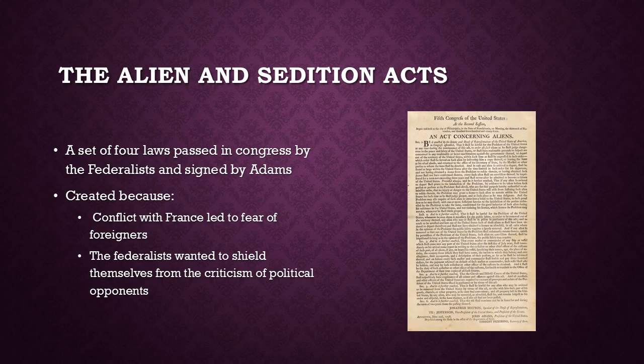So the Alien and Sedition Acts were a set of 4 laws passed in Congress by the Federalists and signed by Adams. The laws came into existence because conflict with France had led many Americans to fear foreigners, and also because Federalists wanted to shield themselves from the criticism of political opponents.